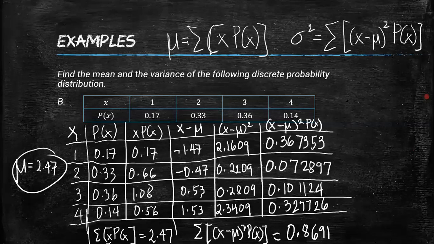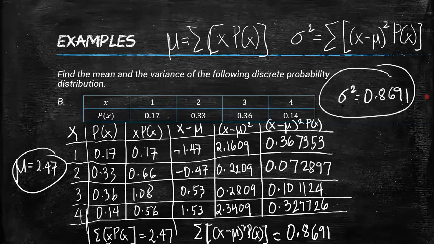For the final answer, for mu or standard deviation, mu or variance, let's take 4 decimal places. So the answer is 0.8691. If it goes beyond four, cut it and round off to four. Okay? In the table, maximum of 6 decimal places. For the final answer, maximum of 4 decimal places only. So this is our variance.